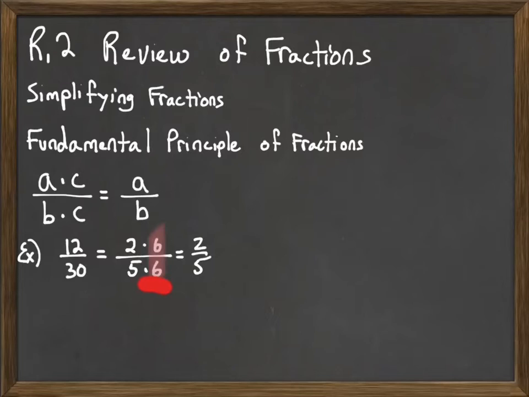Now, in practice, we usually don't write it out that way. We usually don't write out 2 times 6, 5 times 6. We just go ahead and cancel 6 out of the top and bottom. But this is just to show you how it works.